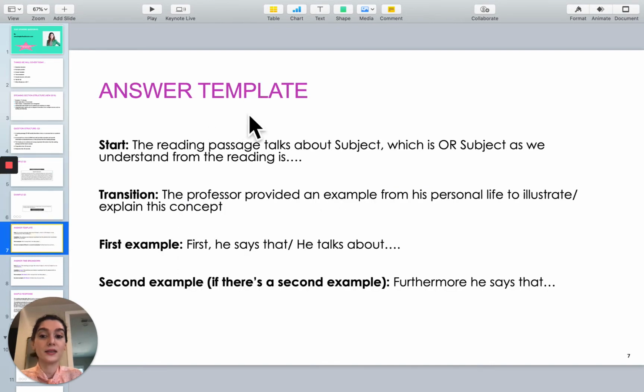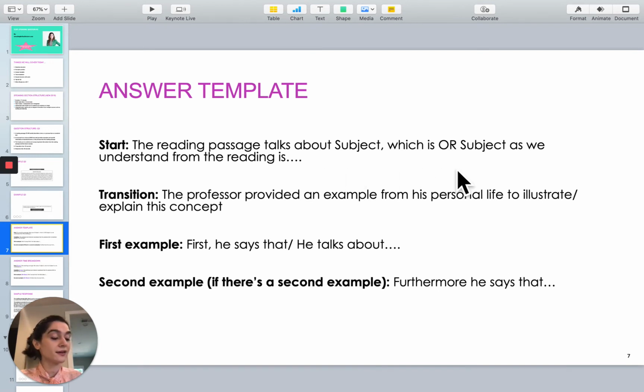Now this is an answer template that you can follow to answer the question. You can start by saying the reading passage talks about the subject. The subject in this case is cognitive dissonance. So the reading passage talks about cognitive dissonance, which is, or you can say cognitive dissonance as we understand from the reading is, and then you will say what.